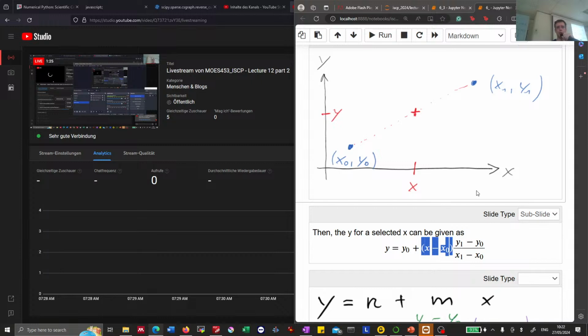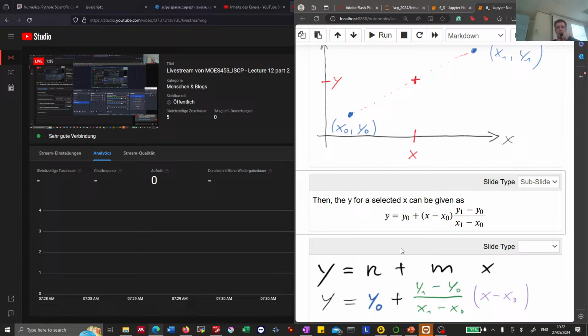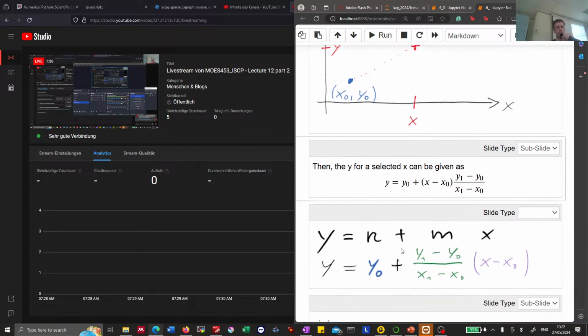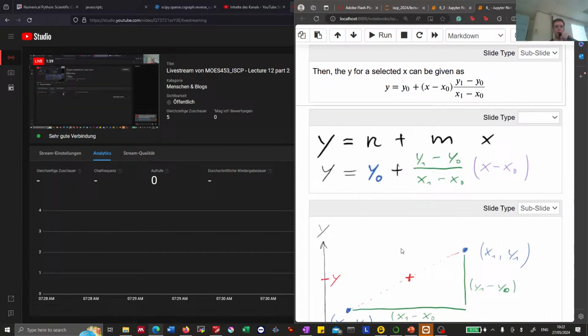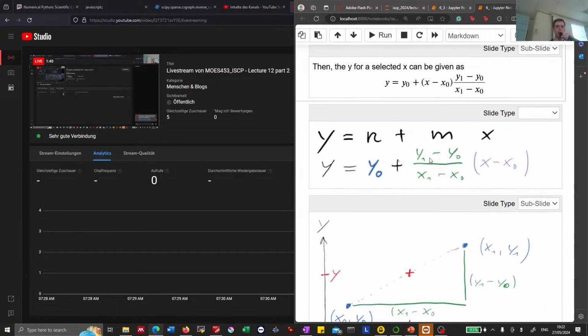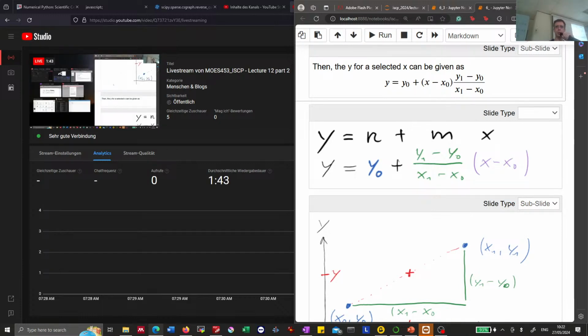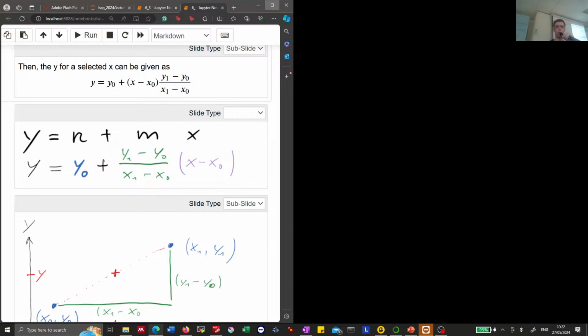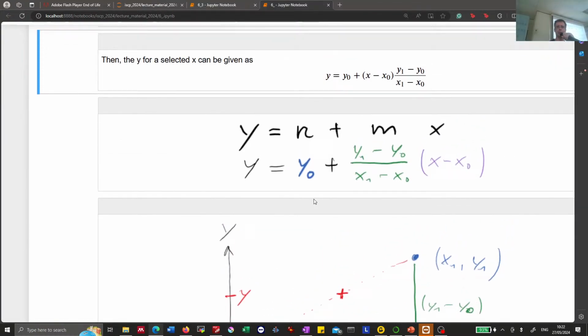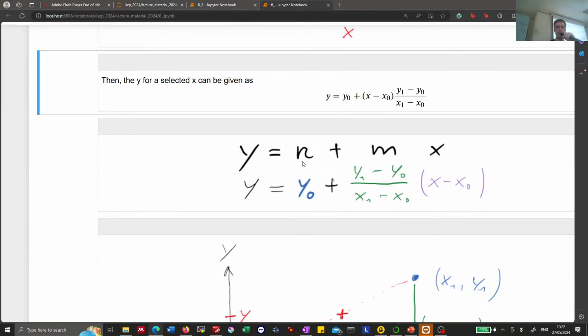Okay, so while we have an eye on the stream, I continue, because it's quite simple what we try to do. A linear fit. Right? And the linear equation, you know all very well. Oh, very good, the stream is working now. Restarting the software. The linear equation is given here: y equals n plus m x. n is the shift, and m is the inclination.